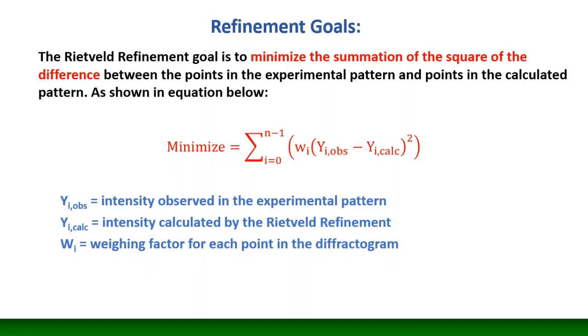The mathematical goal of the Rietveld refinement is to minimize the difference between the intensity of each point in the observed diffractogram and the intensity of each point in the calculated diffractogram. So you take the difference between them, square it, multiply by a certain weight factor, and do this summation throughout all the points present in the diffractogram. So the goal is to minimize this summation as much as possible, which in other words means to minimize the difference between the calculated and the observed intensity.